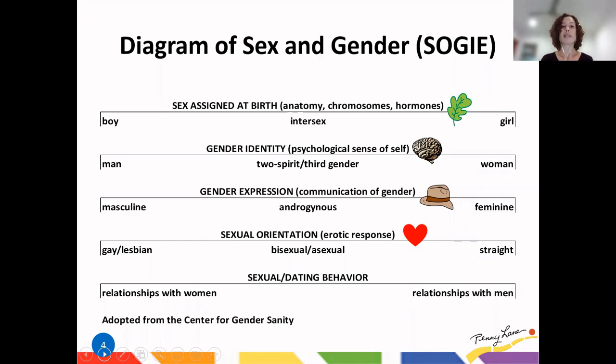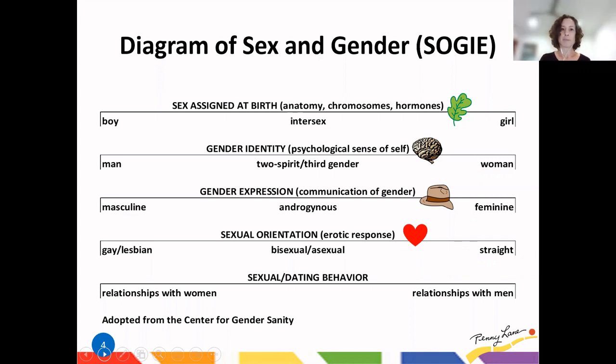On the top line, we have sex assigned at birth. That's based on anatomy, which is based on chromosomes and hormones. On the one side, we have boy, and on the other side, we have girl. So you get what I'm talking about, but that's kind of a different way to put it: sex assigned at birth. The reason we put it like that is because your mother gave birth to you. The doctor looked at your anatomy and said, congratulations, it's a girl, or congratulations, it's a boy. But the doctor never asked you how you identify. So we say it was assigned to you at birth by the doctor based on your anatomy.